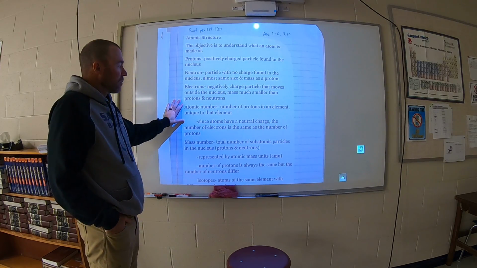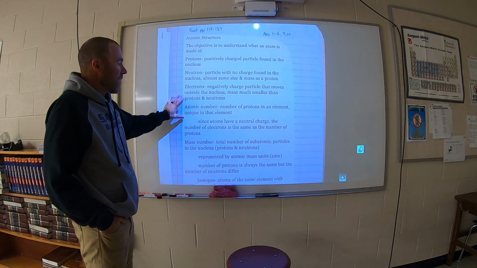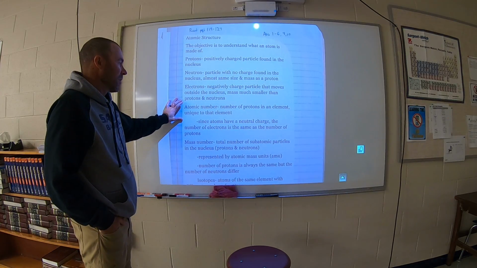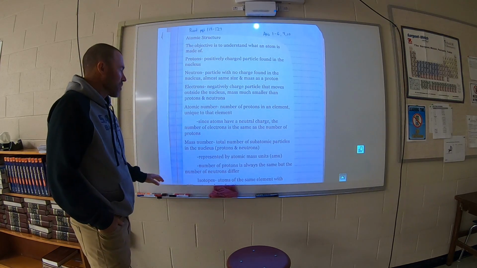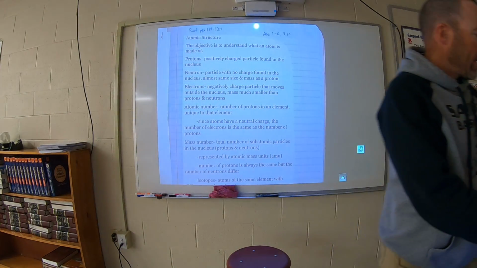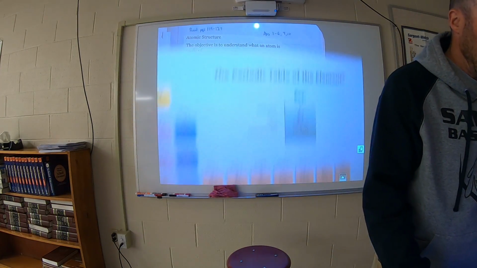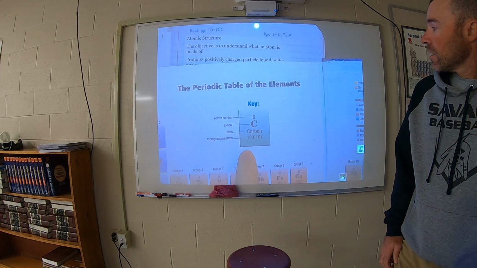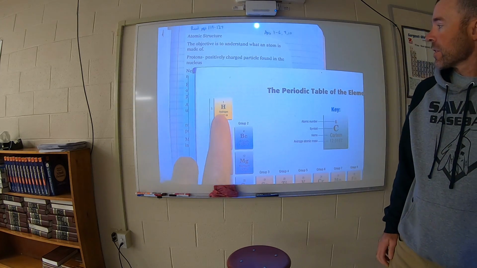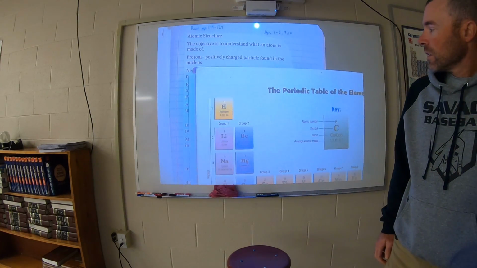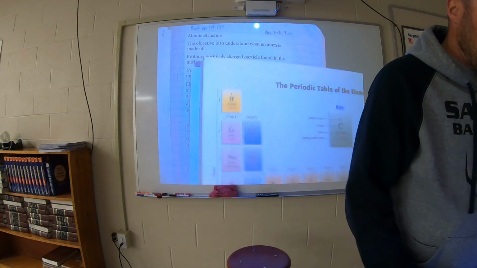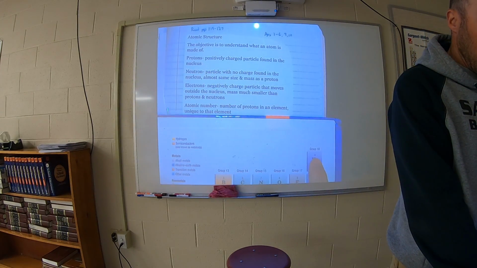The atomic number, which we'll show you here in just a second, is found on the periodic table, and that's the number of protons in an element, and it's unique to that element. Since atoms have a neutral charge, the number of electrons is the same as the number of protons. Most periodic tables will give you some sort of a key. The atomic number is this number right here. The atomic number of hydrogen is 1. The atomic number of lithium is 3. The atomic number of beryllium is 4. If we go across this way, helium is 2 over here.